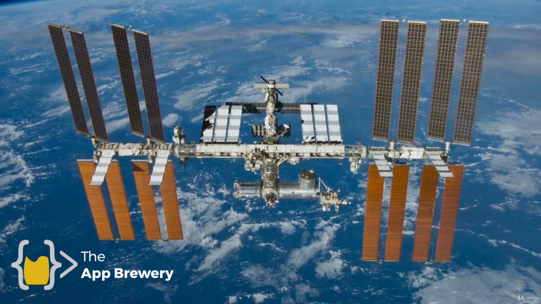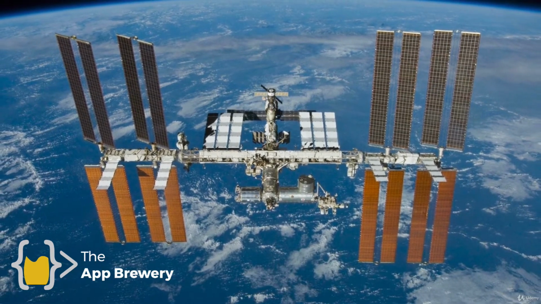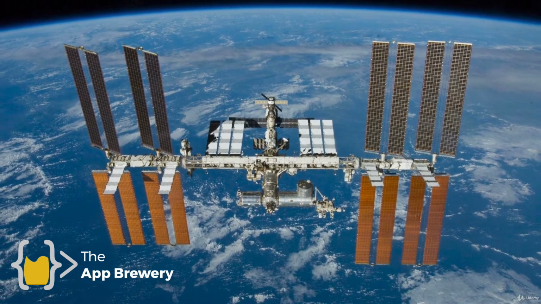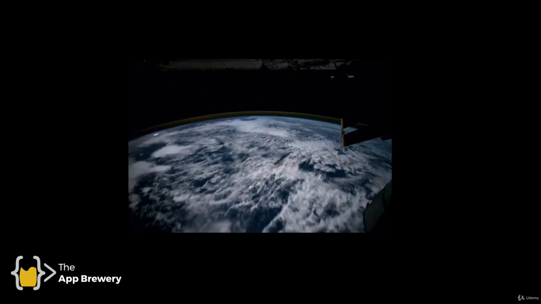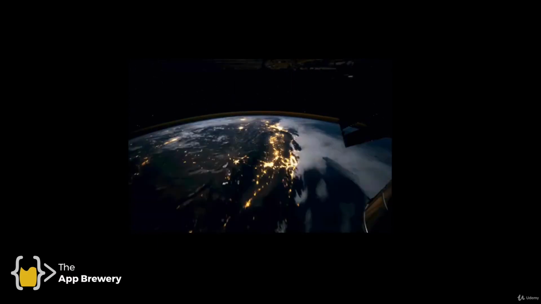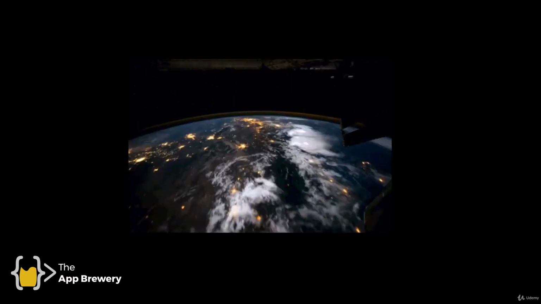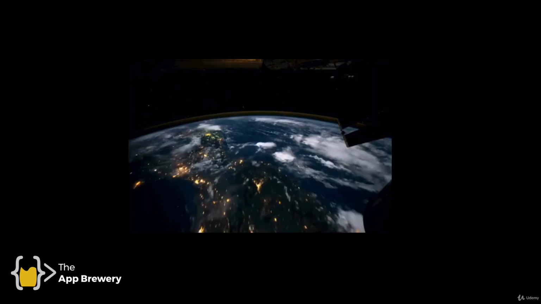So this is the International Space Station, and it floats high above in the sky and it circles Earth many times a day. Here's a video that's taken from the ISS, and you can see how glorious Earth looks in the eyes of the ISS.